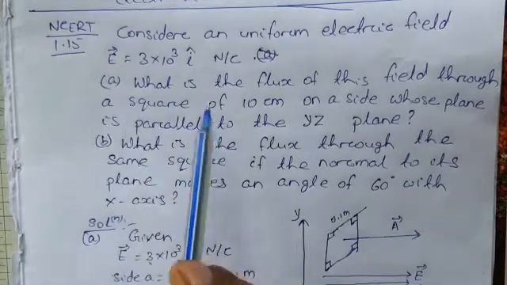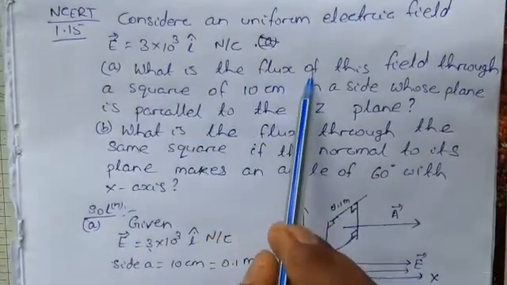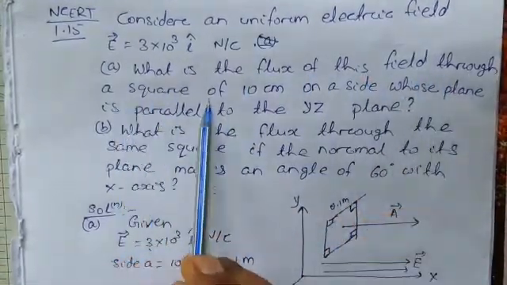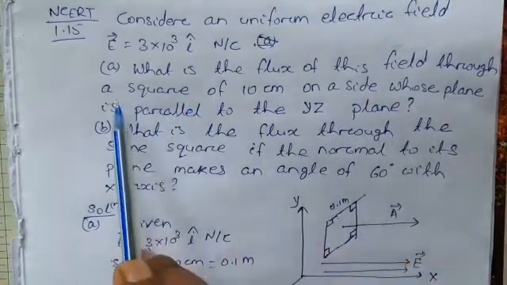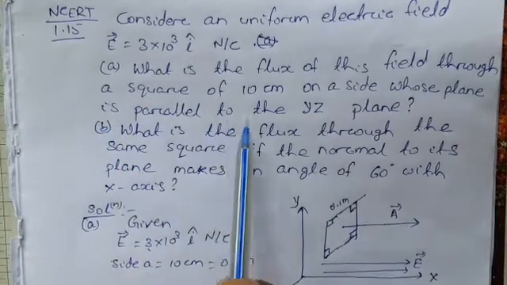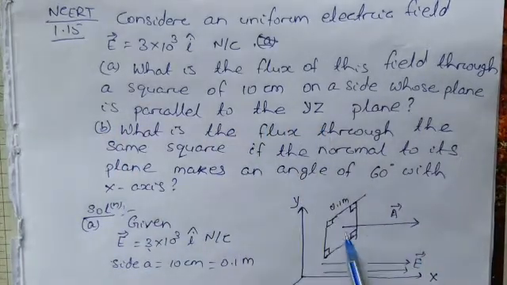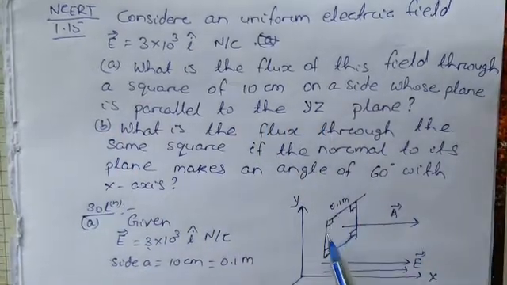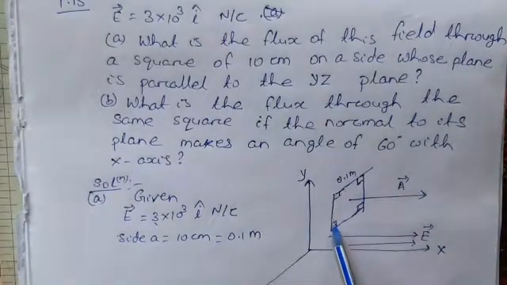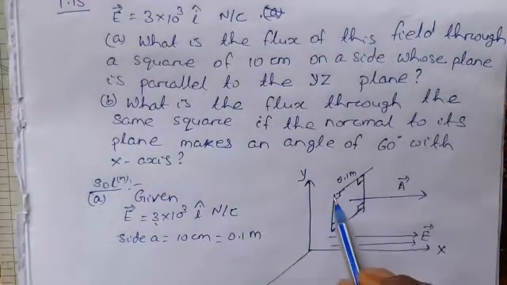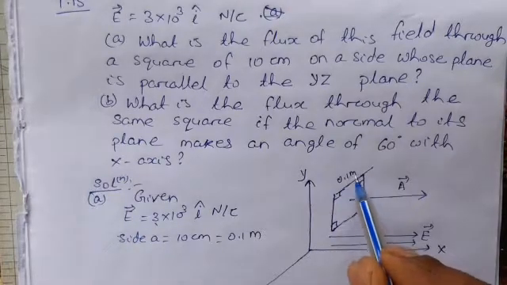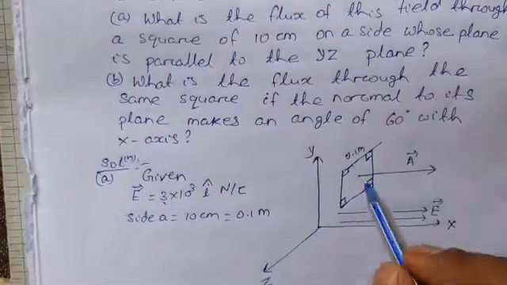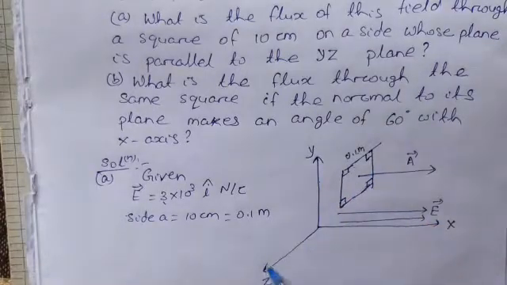In A section, it was given: what is the flux of this field through a square of 10 centimeter on a side whose plane is parallel to the YZ plane. Here I have drawn the plane. See, this side is 0.1 meter, or I can say 10 centimeter, which is parallel to y. This side is 0.1 meter, which is parallel to z. So this plane is parallel to the yz plane.